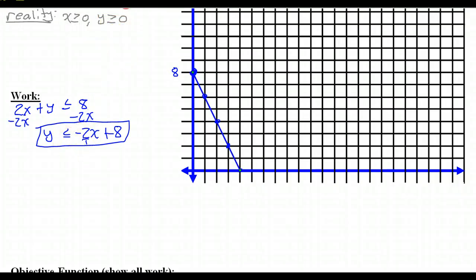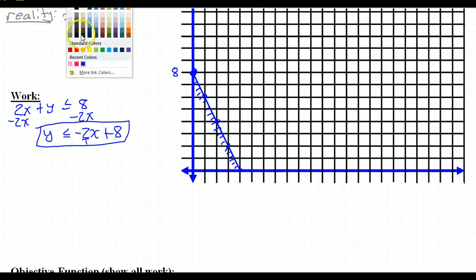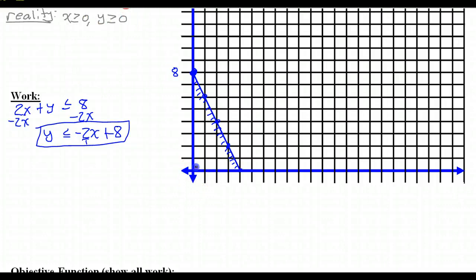This is less than or equal to, so I'm going to put that little shading like grass growing upside down. There's also the reality constraints, which are like this. So far I have to be in this triangle, whatever else happens.